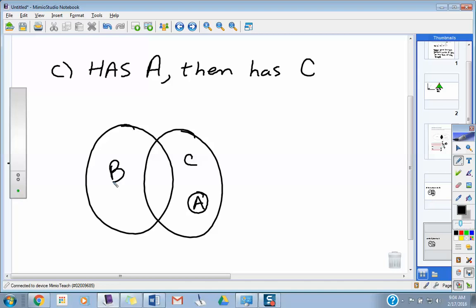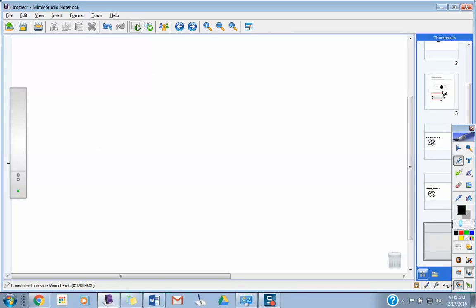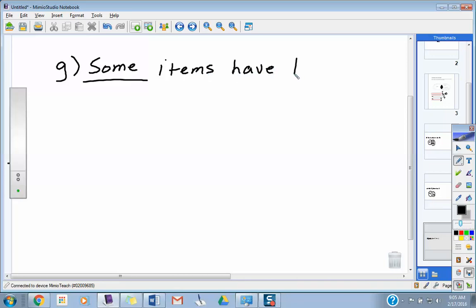Okay, last one here. What was the last one that was false? G. Somebody run that statement by me, please. Some items have both property G and C. It doesn't say all, so some items have B and C. Okay, so the groups that were letter G, Carson and Jacob, would one of you volunteer to draw? You guys check his drawing out to see if you agree or disagree.